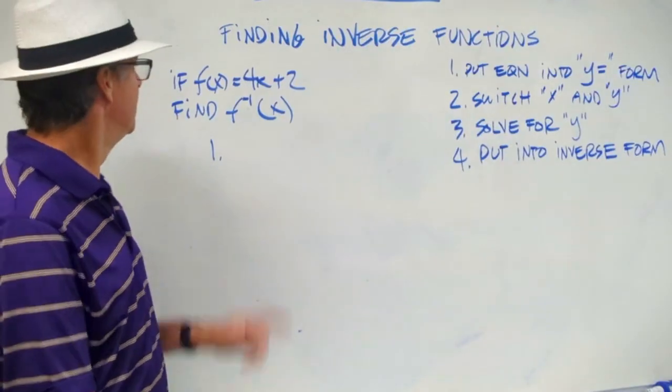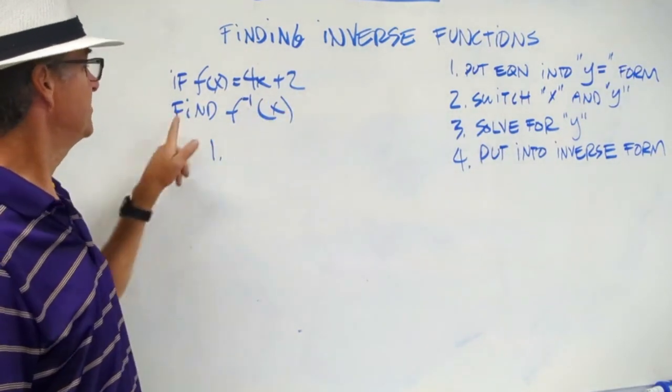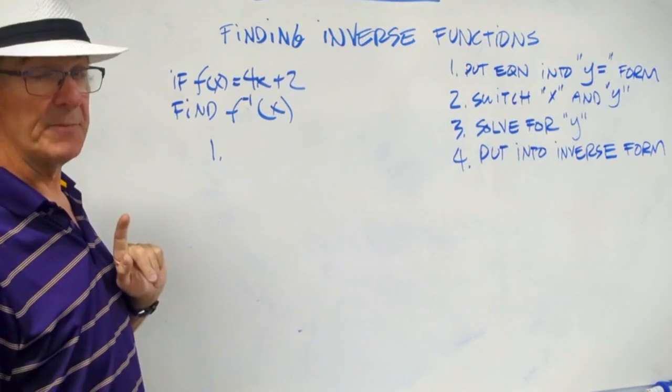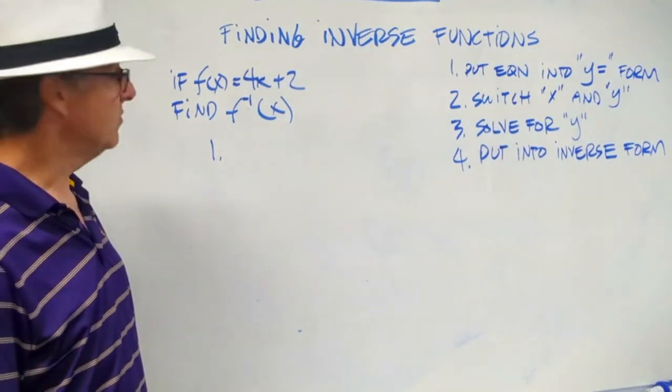Okay, here's a problem. If f of x is 4x plus 2, find f inverse of x. So the first step is put it into y equals form.